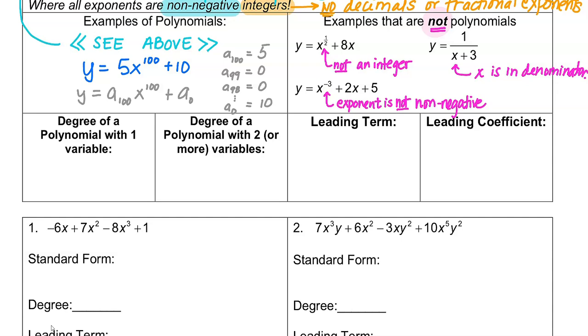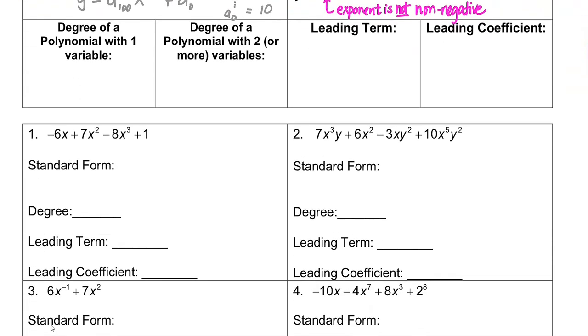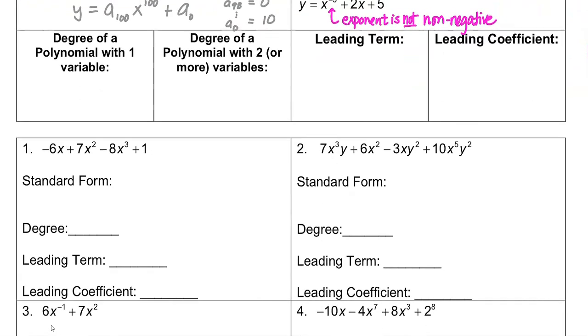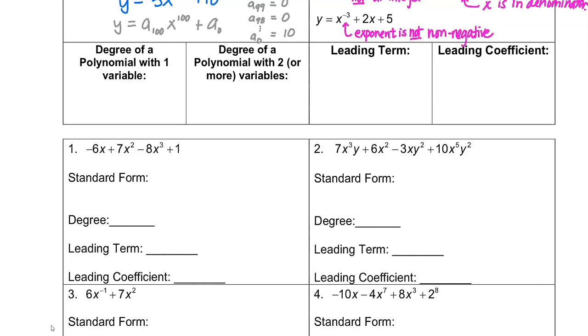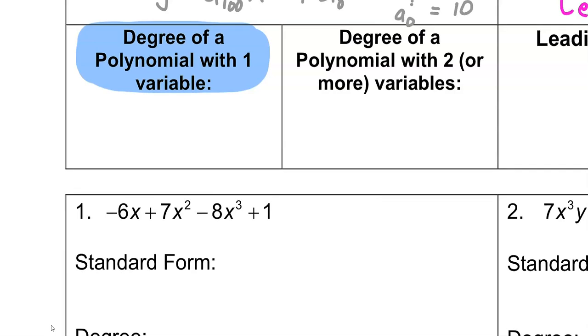So let me bump this up here. So degree of a polynomial with only one variable. Hang on. So the degree of a polynomial in only one variable is the highest power on a variable. And I'm going to write in capital letters on a variable.